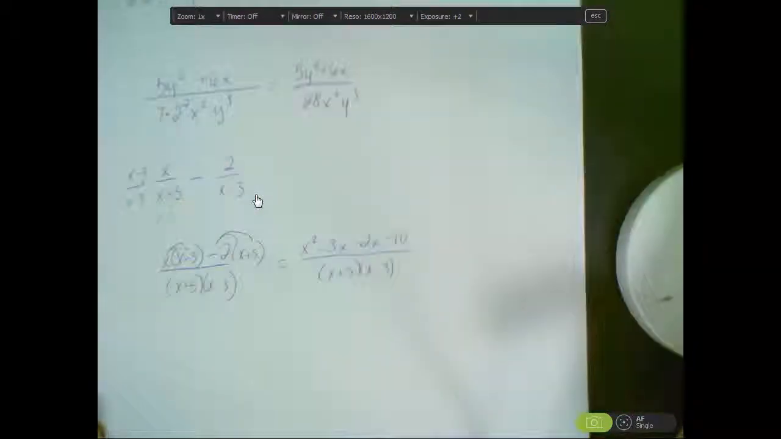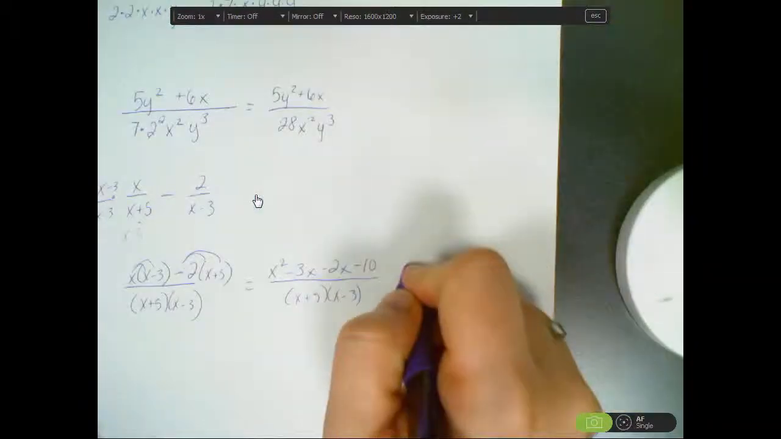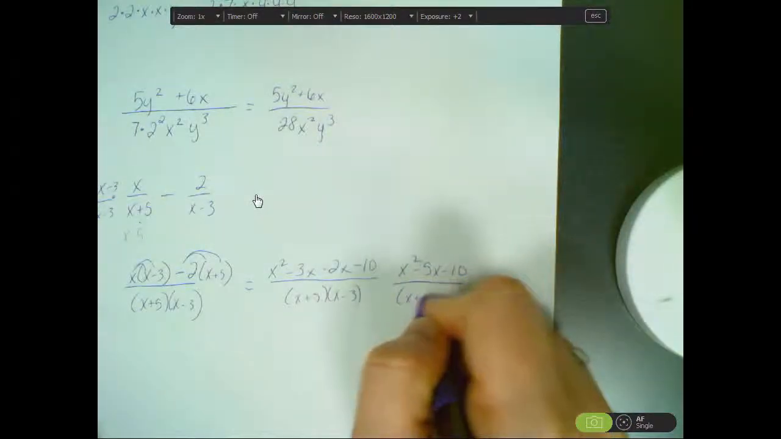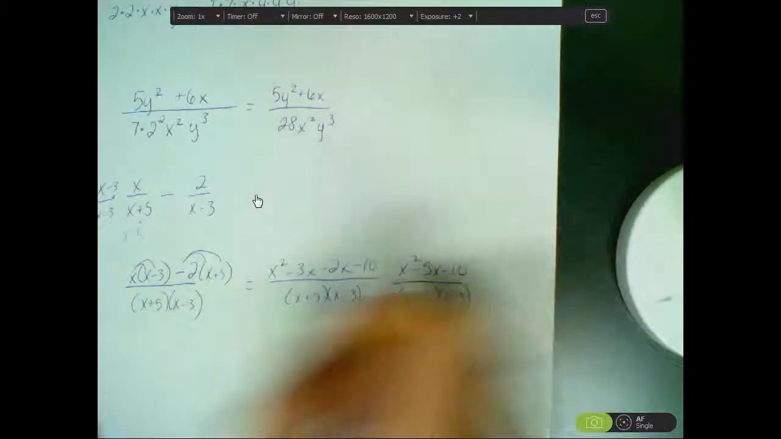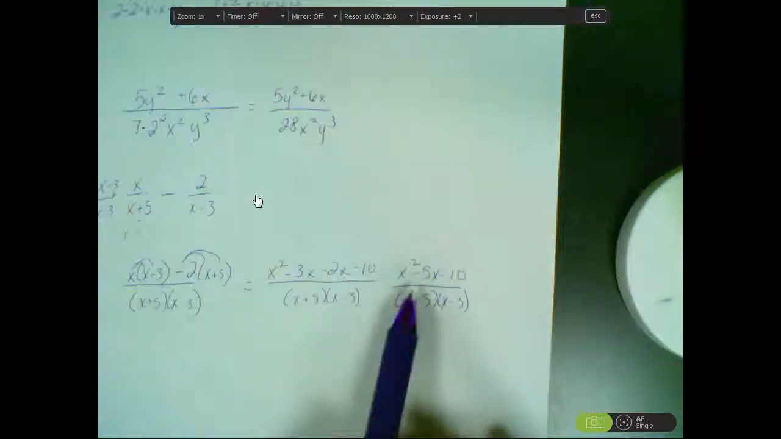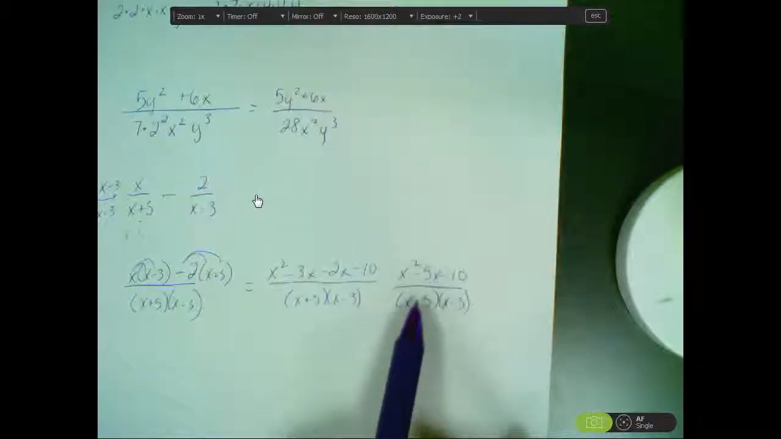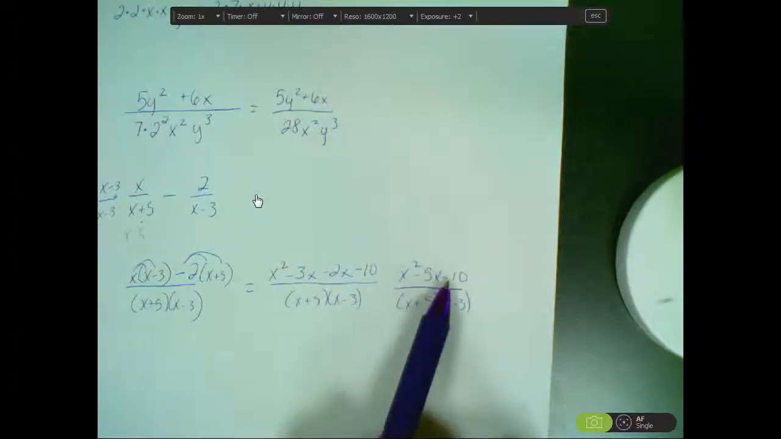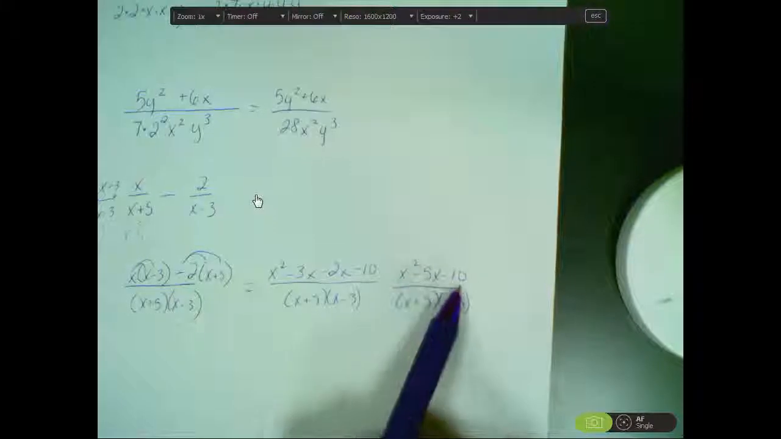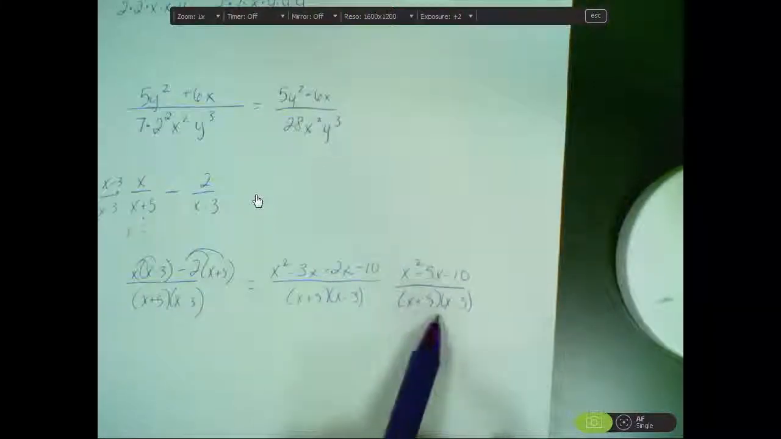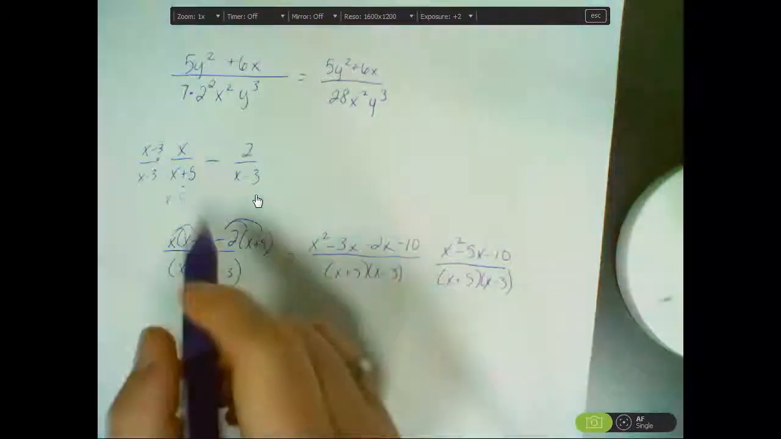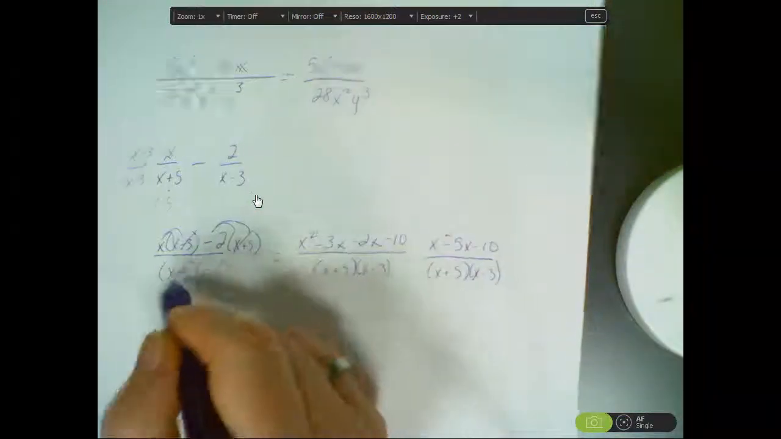I'm not quite done yet. Now I need to combine like terms. X squared minus 5x minus 10 over x plus 5 times x minus 3. Now you want to check and see if you can factor this to see if anything cancels. But I know right off the bat it doesn't factor. Because 5 and 2 aren't going to give me negative 5 and 10 and 1 aren't going to give me negative 5. So this is done. One of the most common mistakes is when you get to here, people like to go like this. Oh, look, these cancel out.